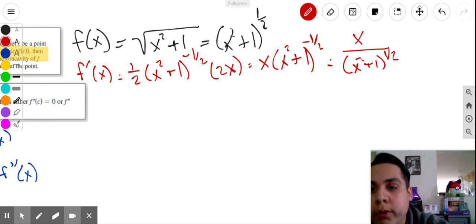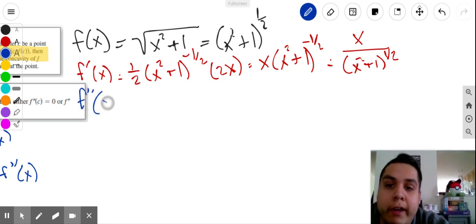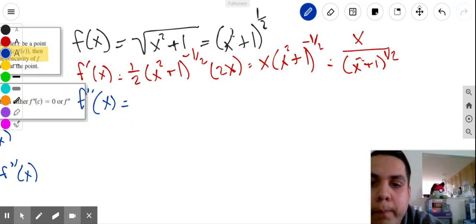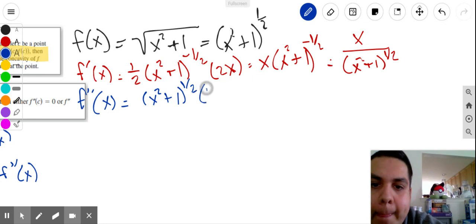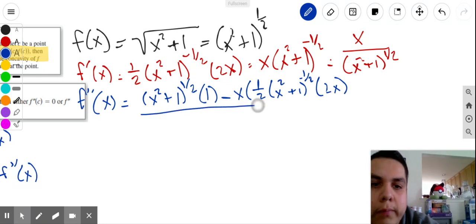Okay? So then I use that and find a second derivative, so I can go ahead and try to find a point of inflection. Okay, so low d high minus high d low over low low.